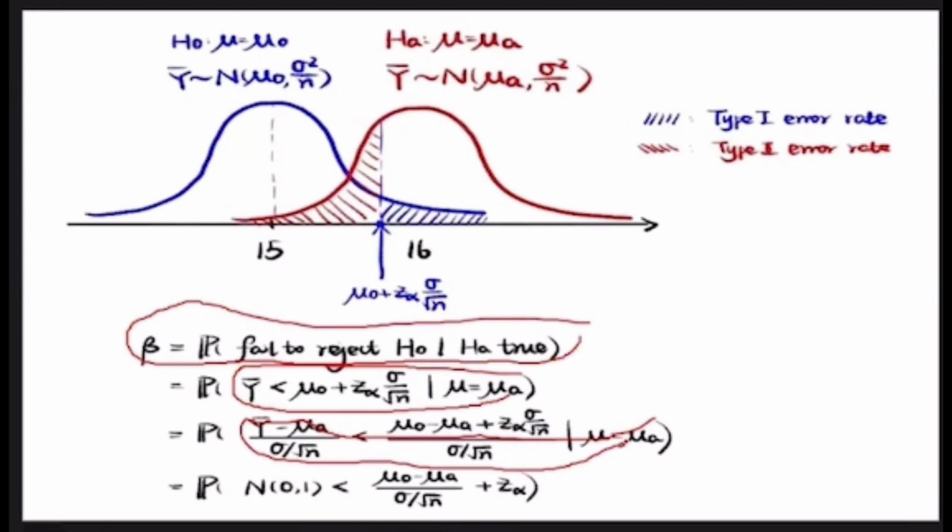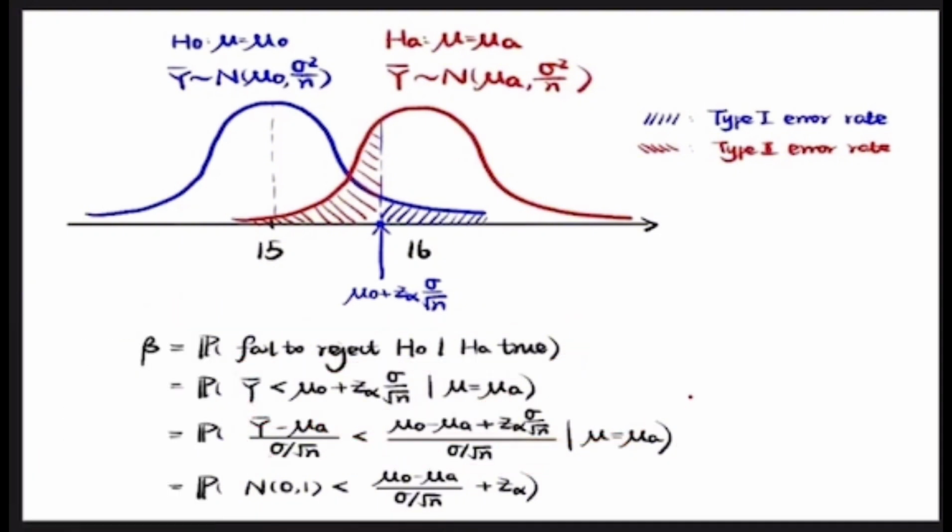What is the standard deviation of Y bar? It's sigma over root n. Okay, do you see that? Do you catch that? Take a look at that. That is how we arrive at this.